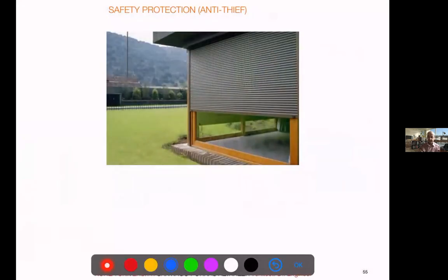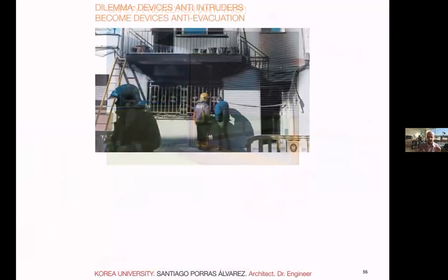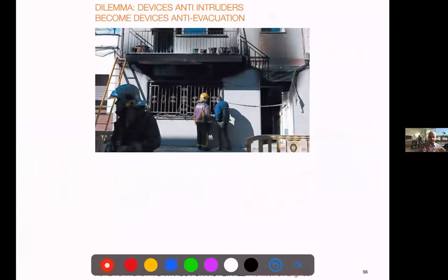And then we have the problem with anti-theft. The safer the society is, the less we need it. But yet we all feel a need to have protection. One thing I want to comment on is that there is incompatibility between anti-intruder measures and safety, right? If you don't let people get in, you cannot get out. And in case of emergency and fire, this is a problem.